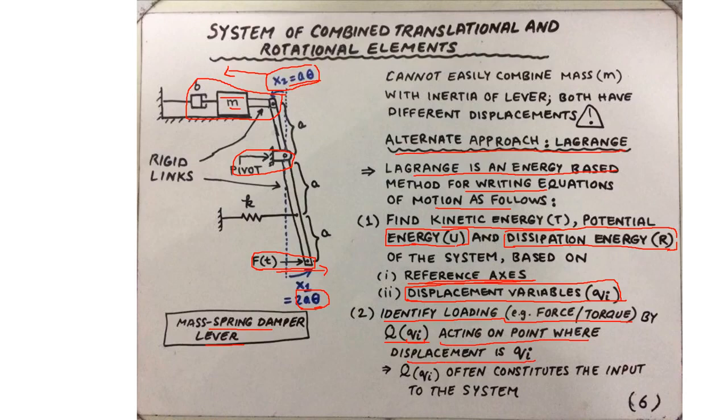And this is perhaps the most important point to understand. The loading in the Lagrange method is associated with some specific displacement variable. And we say that the loading is a function of displacement variable, and it should act on a point in the system where the displacement is q of I. Very often this loading function, capital Q of small q of I, constitutes the input to the system.